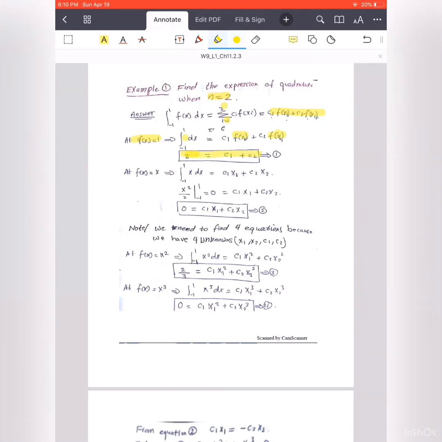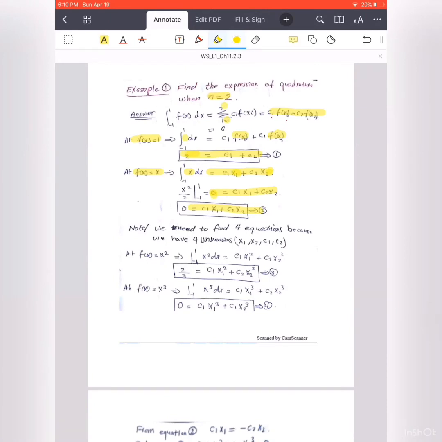To find the second equation, put f of x equal x. Put it here. And we know the integration of this one is 0. The right hand side becomes here x1 and here x2 because f of x equal x. Put x1, it means x1. Put x2, it means x2. So we found here the second equation. Here you write it again here.